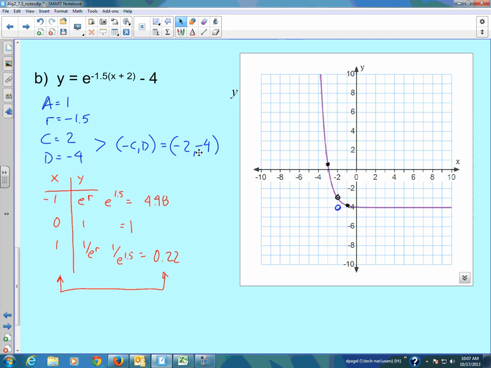And there's our graph. We have a d value, so we also have a different horizontal asymptote. It's hanging out right there at y equals -4. So we have to make sure we put those in when we draw these exponential functions.